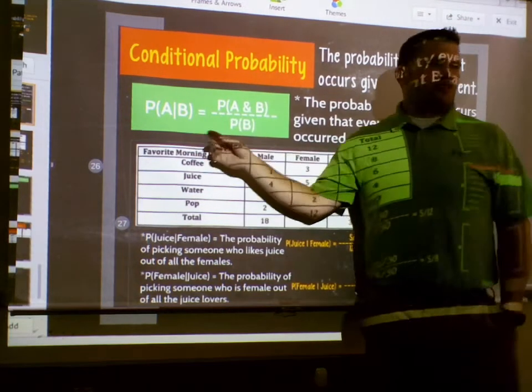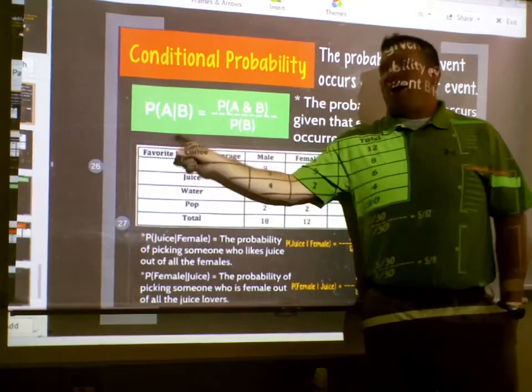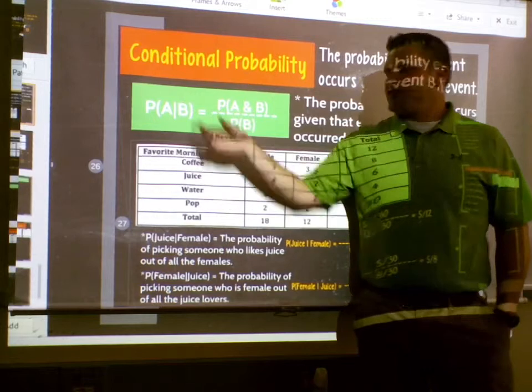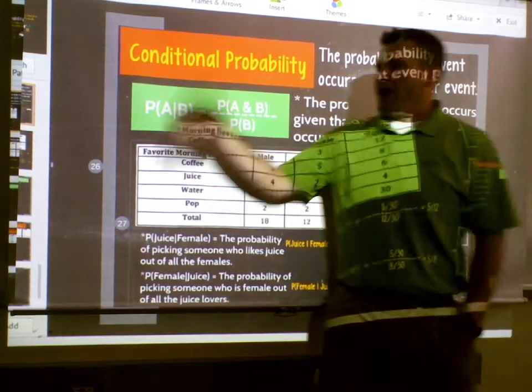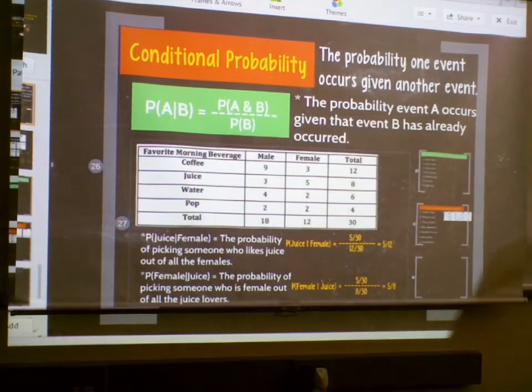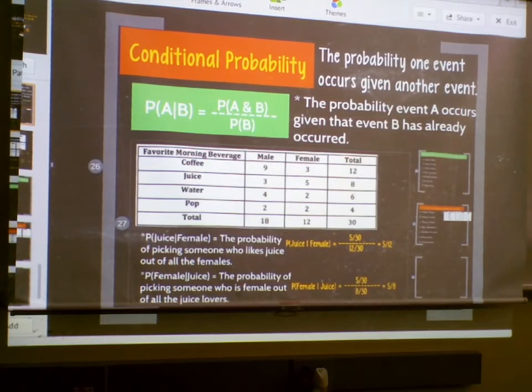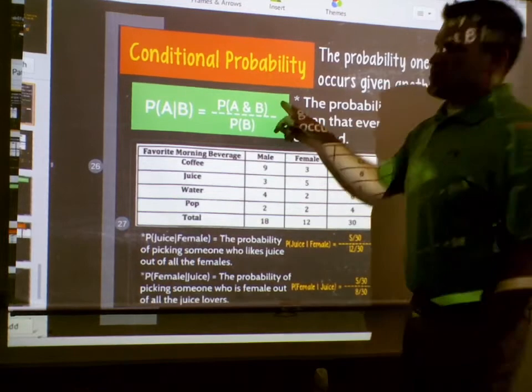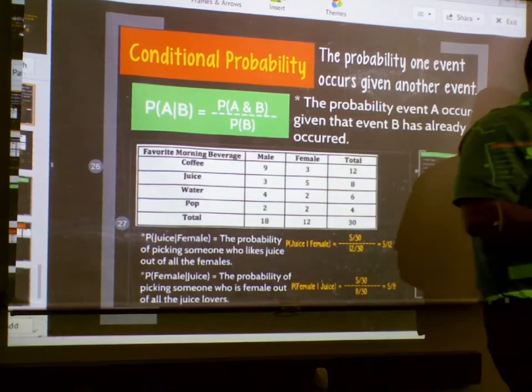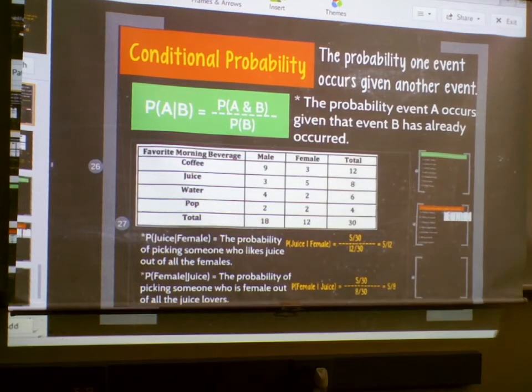Here's the equation. Probability of A, this line means given, or if. Probability of A if B has occurred. Probability of A given B has occurred. That's what the line means. This equation is the probability of A and B divided by the probability of B. For A and B, I could use the multiplication rule if the events are independent. If I don't know if A and B are independent, I can't use the multiplication rule. In that case, I need to get the information either from the table or from some other source for A and B.